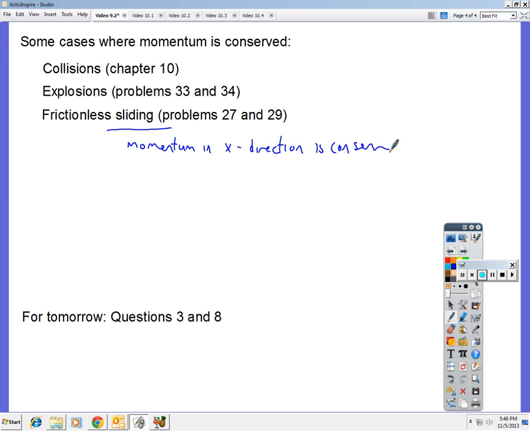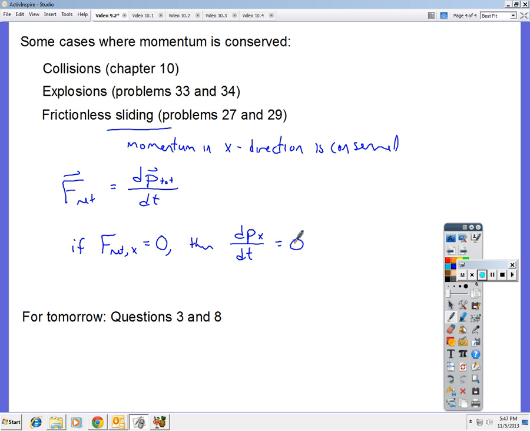And that's important because, remember, we said that F net equals dp dt. Now if, say, the net force in the x direction is equal to 0, then dpx dt equals 0, and the x component of the system's momentum will be conserved.